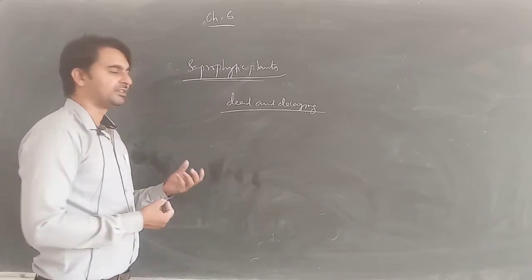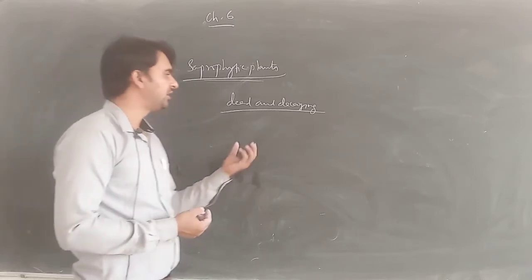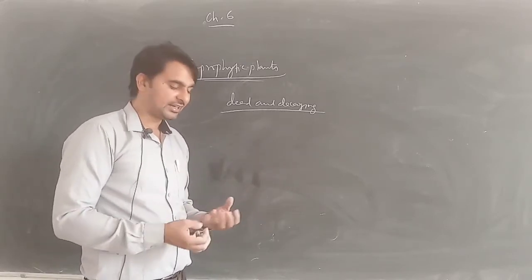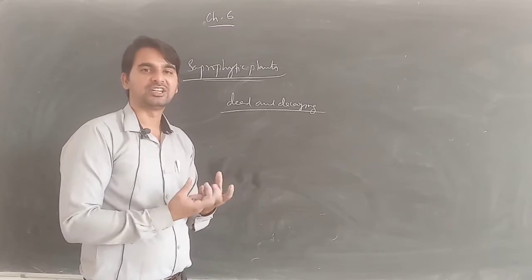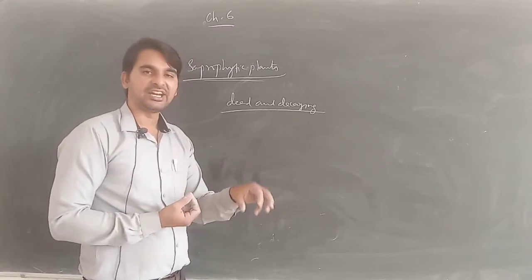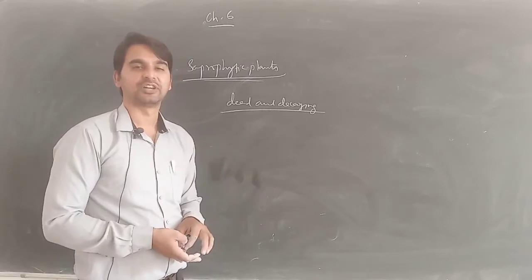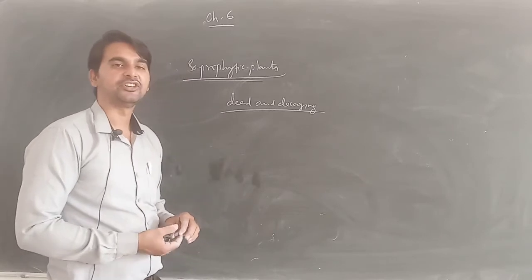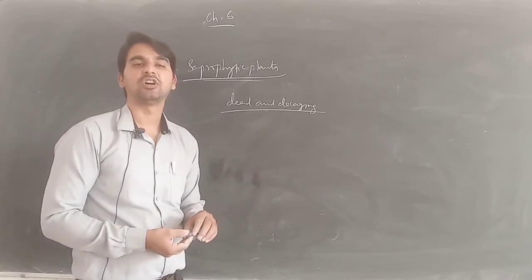So what they are doing, they release digestive enzymes on this dead and decaying organic matter. These digestive enzymes decompose or degrade the organic matter or convert it into the liquid form from where it will be absorbed into the body of the organism. So in this way, these saprophytic plants are obtaining nutrition through dead and decaying organic matter.